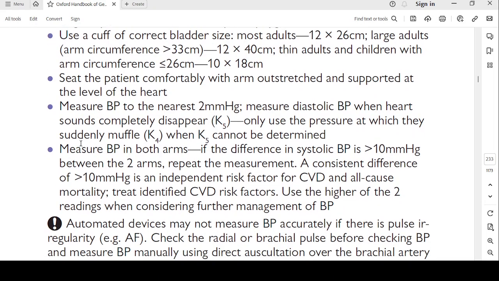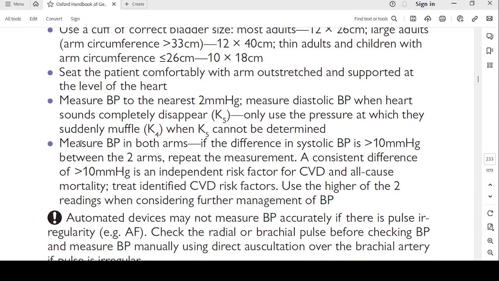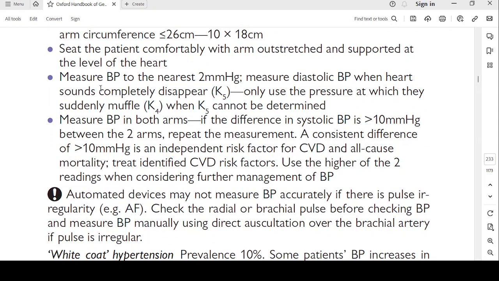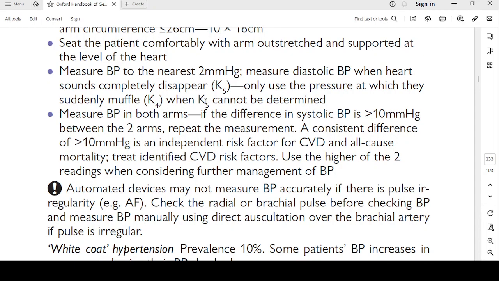Seat the patient comfortably with the arm outstretched and supported at the level of the heart. Measure the BP to the nearest 2 millimeters Hg. Measure the diastolic BP when heart sounds completely disappear. Only use the pressure at which they suddenly muffle when K5 cannot be determined.